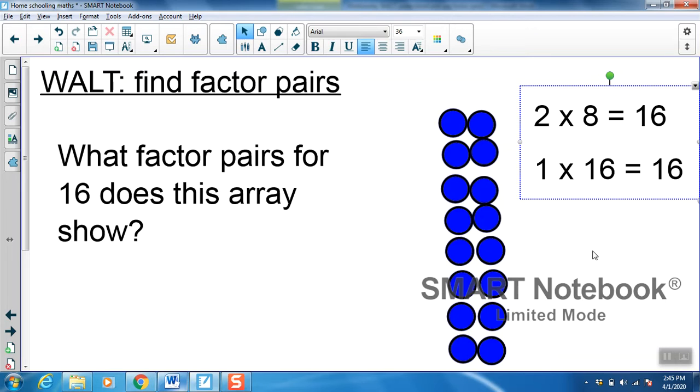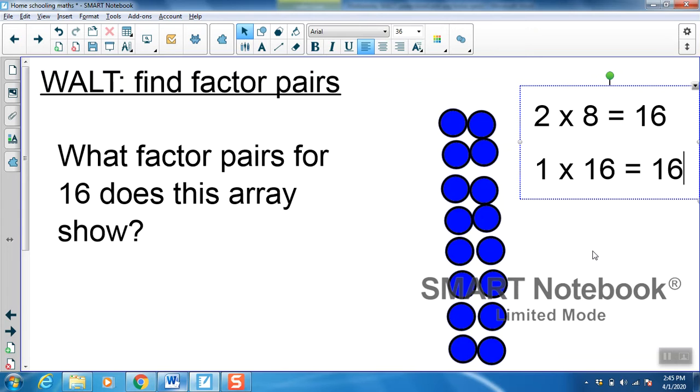Now let's think. What other numbers divide exactly into 16? There's only one other factor pair that can go in. All the numbers have to be less than 16. 15 doesn't do it, 13 doesn't do it, 12, no. We've got 2 times 8. Does 5 go in? Let me count up. 5, 10, 15, no, 5 doesn't go in. So I'll try 4s. 4, 8, 12, 16.